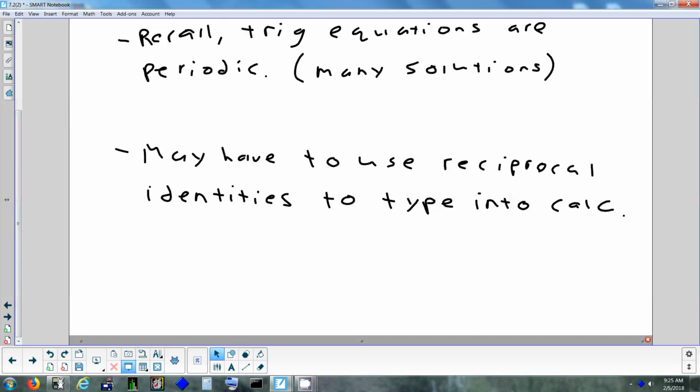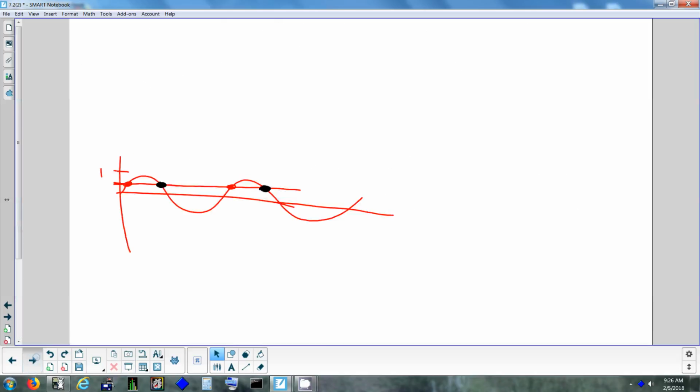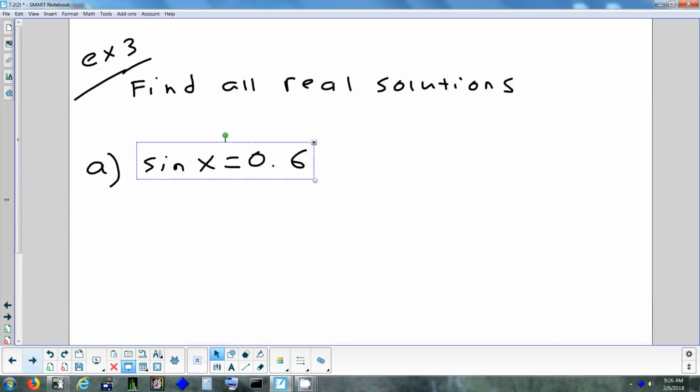And we'll just try a couple easy ones. The ones we're going to look at today pretty much just have a single trig function equal to a single number. Tomorrow we're going to get into an equation maybe with multiple trig functions in it, like sine plus cosine equals 0.6, instead of just sine equals 0.6.